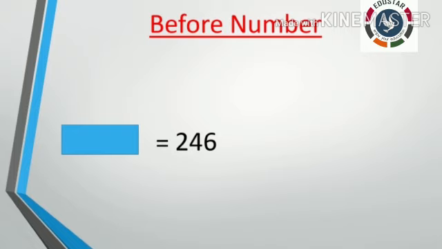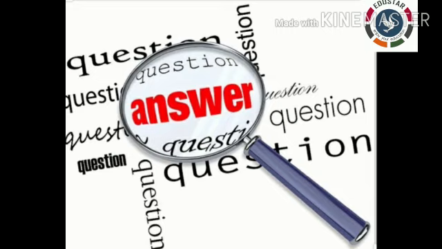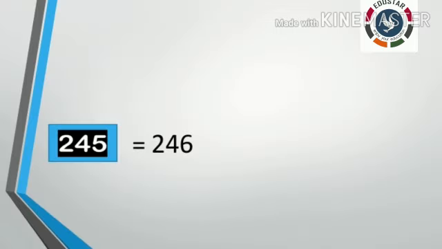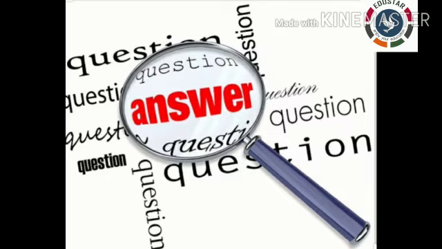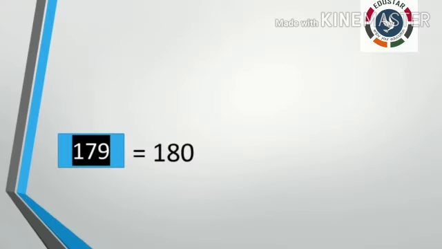246 before. What is the answer? 245. Wow, very good. Shall I move on to the next question? Your question is 180. Before 180, what is the answer, student? The answer is 179. What is the answer? 179. Very good. Shall we move on to the next question?